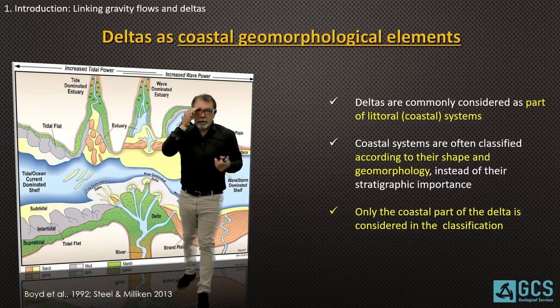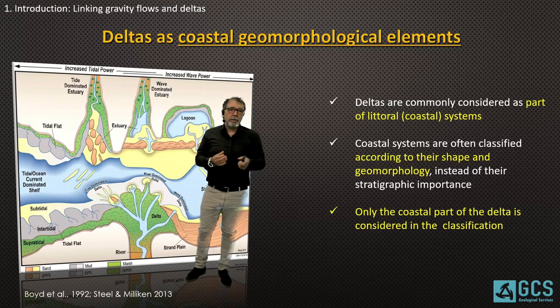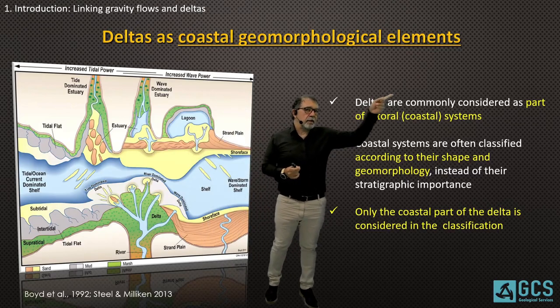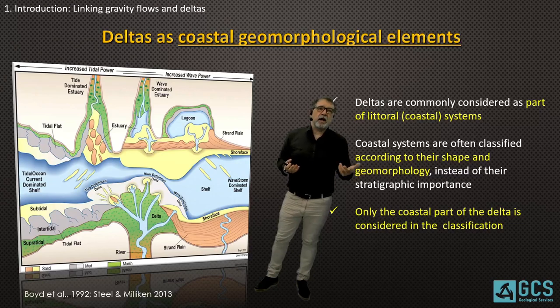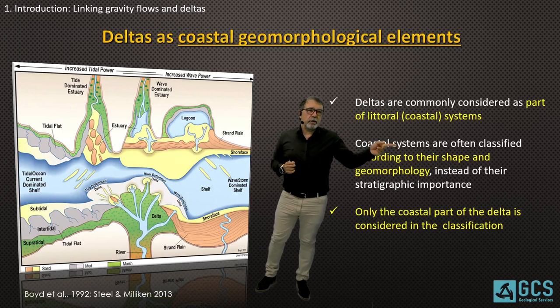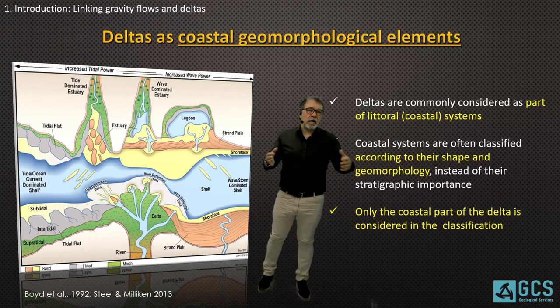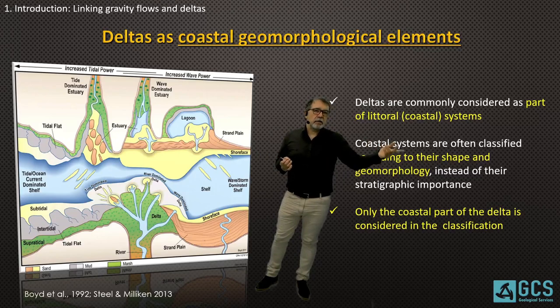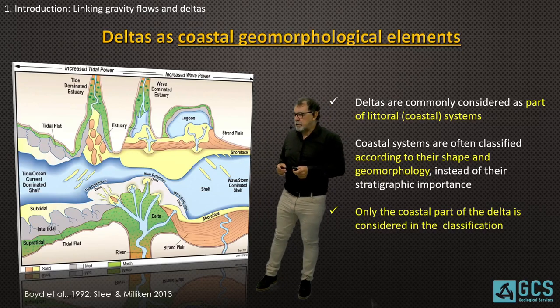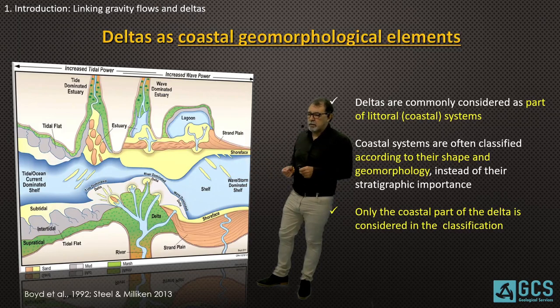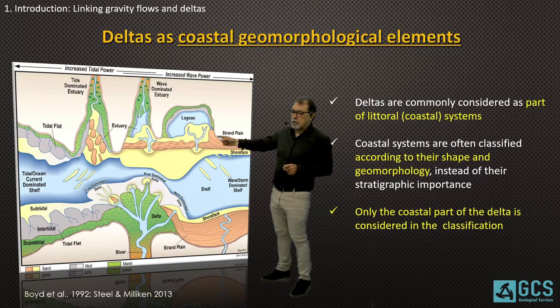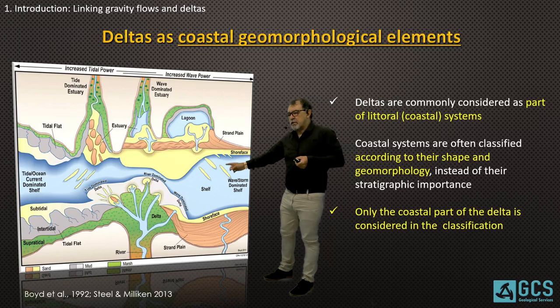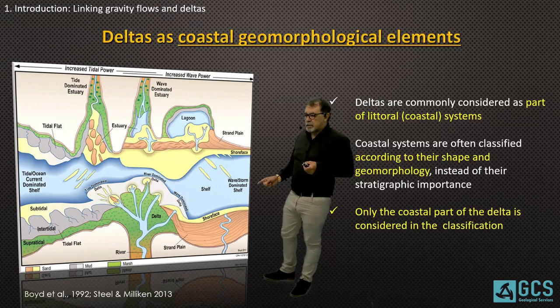Just to review some of the delta classifications we have in our papers. As you can see, in most papers, deltas are considered littoral or coastal systems, in the sea and also on lakes. It's very interesting because these deltas were classified according to shape and geomorphology, instead of stratigraphic importance. So this is a classification of coastal systems you can find in our textbooks, and as you can see, deltas are put together with the barriers, the estuaries, the tidal flats, with any different kind of element you have in the coastal areas. But I think this is a very short and narrow view of deltas.